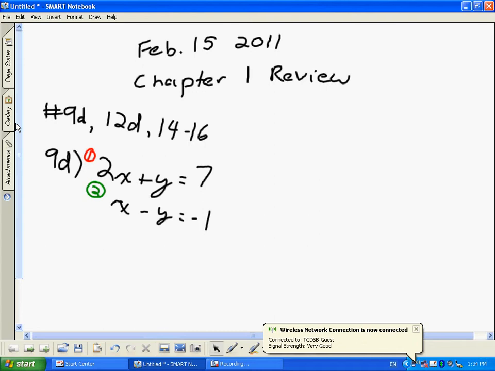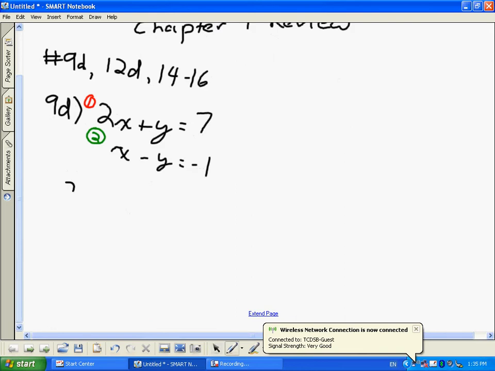Okay? I'm going to choose an operation. I'm going to rewrite it below just so we get used to our style. Because y is positive and the other y is negative, I'm going to add them together. Adding them together will eliminate both of the y's. So when I add them together, the y's are both going to disappear.